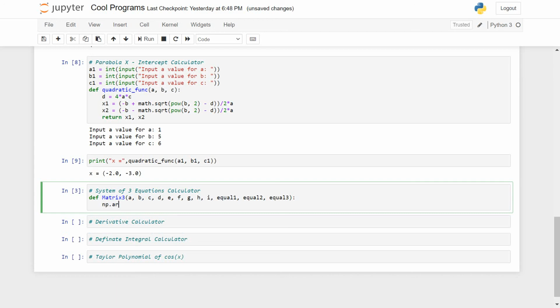And we're actually going to use some new functions here. So np.array, we have A, B, C. So this just makes sure it looks like a 3x3 matrix. So D, E, F. And if you don't know much linear algebra, then this probably won't make much sense to you. I'm assuming that you know a bit about matrices. G, H, I. So that's going to be our A.